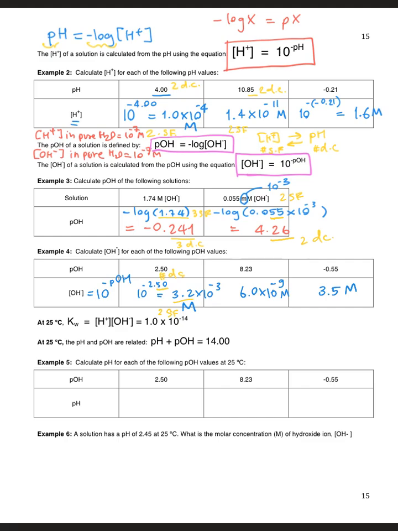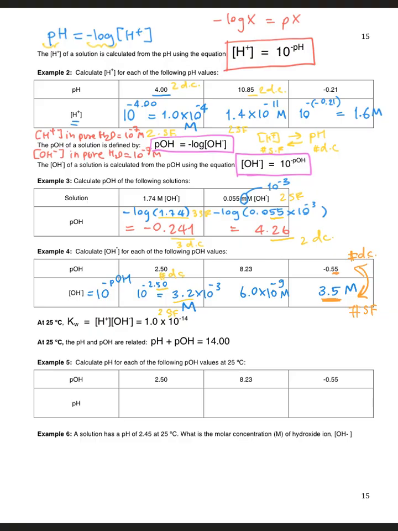Now to summarize the sig fig rule: when going from pOH to concentration of hydroxide ions, you use the number of decimal places and convert that to the number of sig figs. Vice versa, going from the concentration of hydroxide ions, you convert the sig figs into the number of decimal places. For example, in this case the decimal places is 2, so the significant figures will be 2. Vice versa, because this value contains 2 significant figures, the value of pOH would contain 2 decimal places.